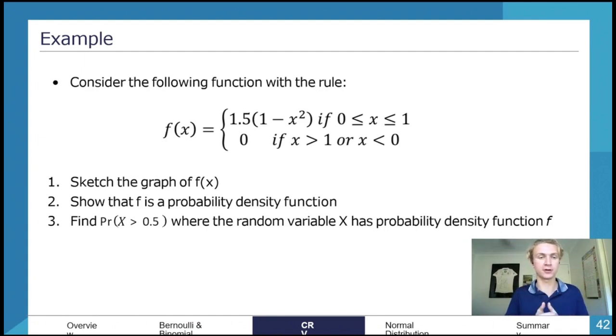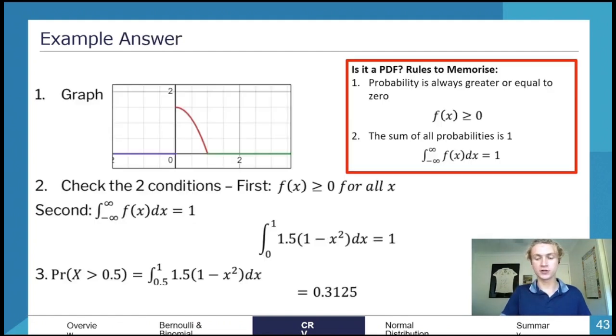If it doesn't, well, no, it's not going to be. Then I'm going to ask you to find the probability that x is greater than 0.5 on this graph, and we're going to go through that and apply what I've just been talking about to that graph. The random variable x has the probability density function f, which is just that piecewise function up there. I've used Desmos just to graph it.